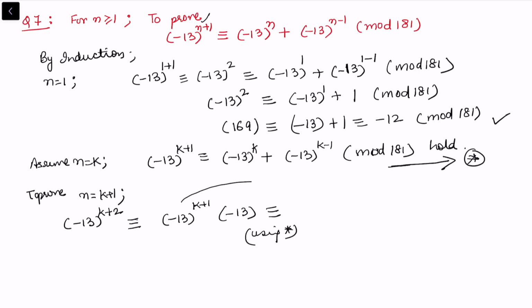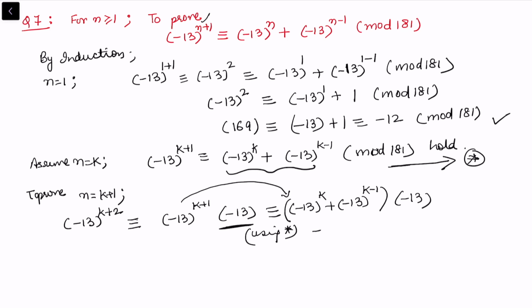So this I'm replacing with this side. So this will become minus 13 to the power k plus minus 13 to the power k minus 1, and then this is multiplied by minus 13, which is this integer. Now this is further congruent to, when minus 13 is multiplied to this one, we get minus 13 to the power k plus 1. And the second term will become minus 13 to the power k mod 181. And this is what we are supposed to prove.